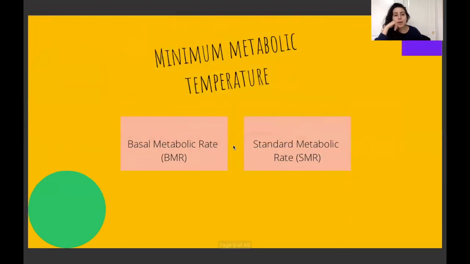We have minimum metabolic temperature. So I don't think that that's supposed to say temperature. I think that that's supposed to say rate. Minimum metabolic rate, sorry guys. So we have basal metabolic rate and standard metabolic rate. Which one applies to you as an endotherm?